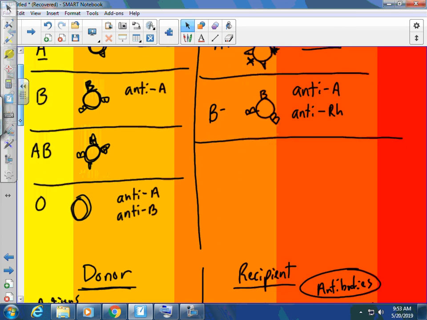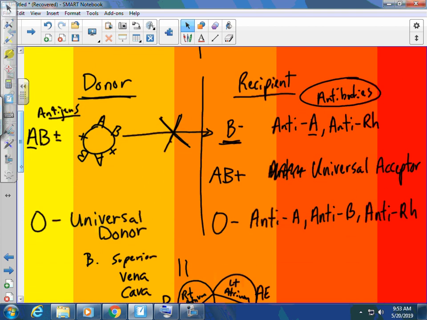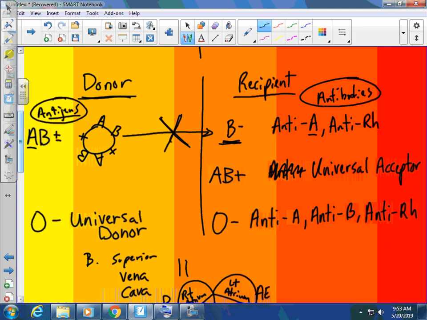All right. So in terms of donors and acceptors, what you need to think about is with the donor, just think about the surface antigens. Okay, what's on the surface? What has the potential to get attacked by the recipient's body? So the recipient, all we're going to think about is what are the antibodies. So first example is AB positive. Can we donate to B negative? Well, B negative would have anti-A, would not have anti-B. It would have anti-Rh, though, because there's no plus. So that means AB positive would be a problem for two reasons. It's got A on it, and it's got positive. Neither one of those works.